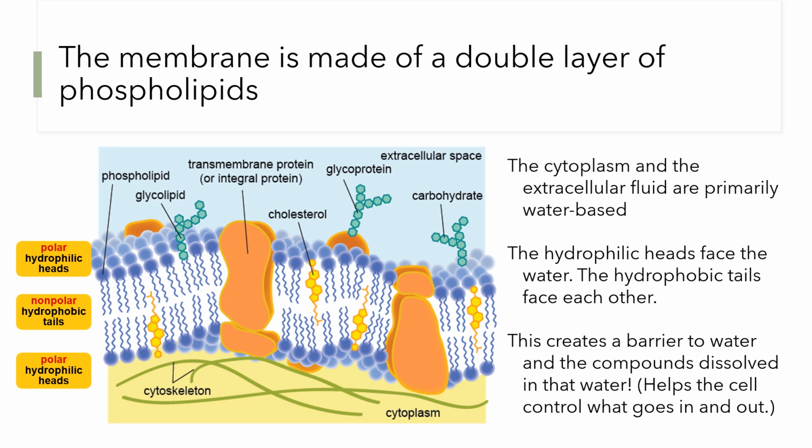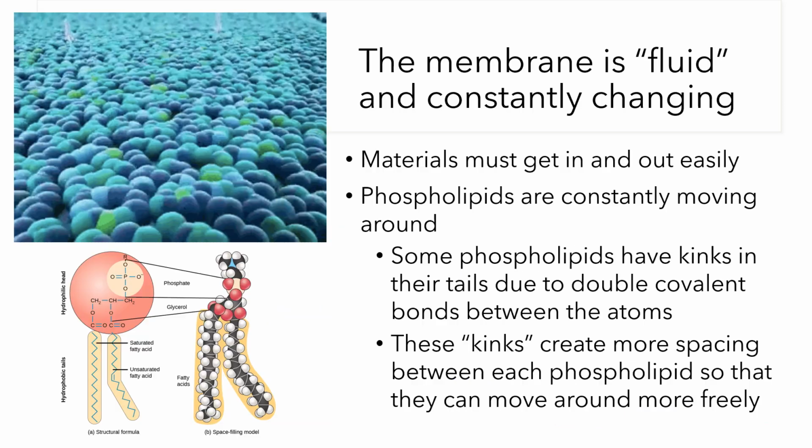So, as I said, the cytoplasm and the extracellular fluid are basically water. So the hydrophilic heads face the water, and this creates a barrier that is a little harder for water to get through, and anything that is dissolved in water can't get through the membrane without help. This is what allows the cell membrane in particular to control what goes in and out.